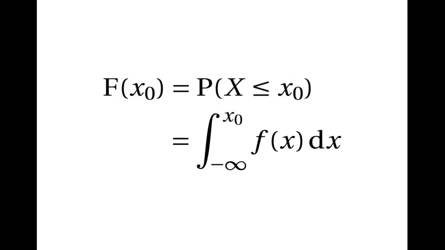And in general, F of x naught, being the probability that x is less than or equal to x naught, is equal to the integral of the probability density function up to the limit x equals x naught. You may be wondering why I'm using x naught as the input to the cumulative distribution function. In fact, you'll see that we often use x naught as the input. The reason is that when we have integrals like this, we want to avoid confusion between the limit x naught and the variable x in the probability density function.